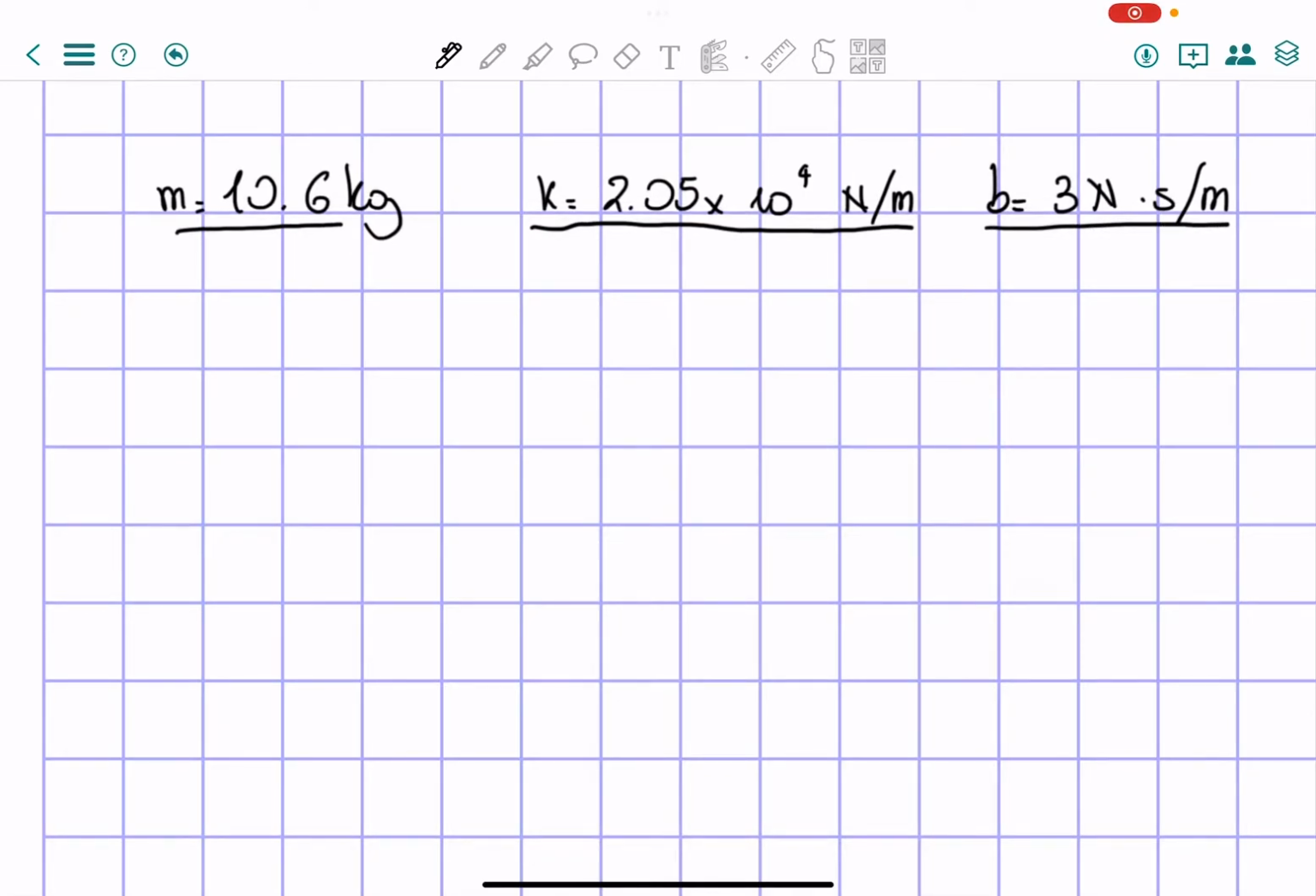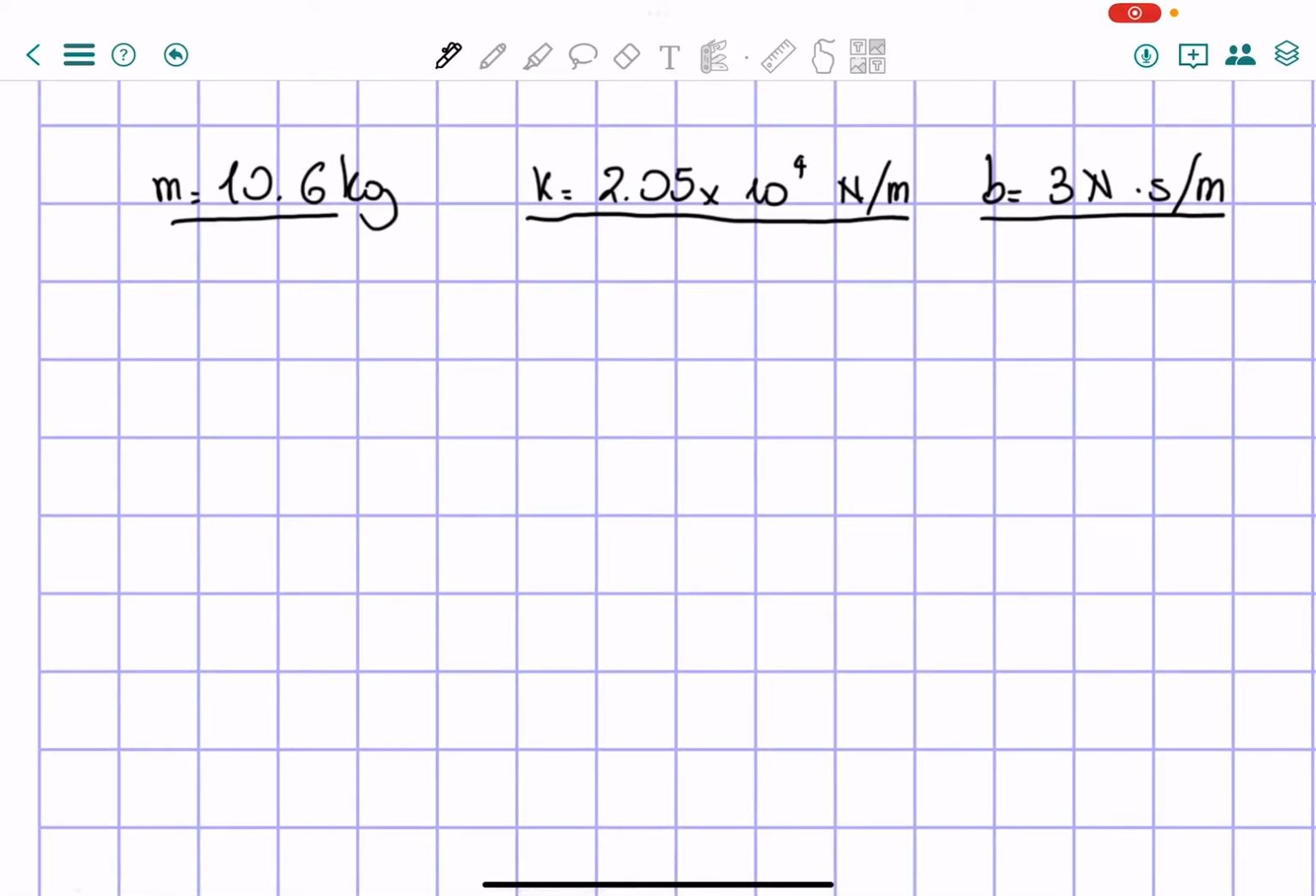So first of all, I want to write the general solution to this system. The general solution would be y double prime plus 2 beta y prime plus omega naught squared y equals 0. This is the general equation for everything.